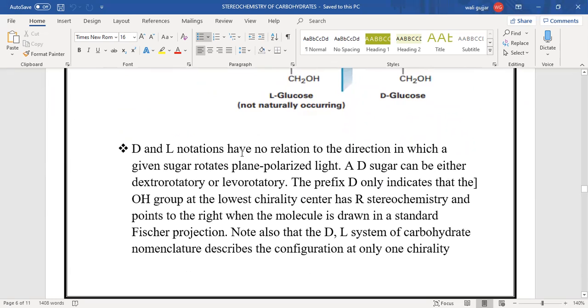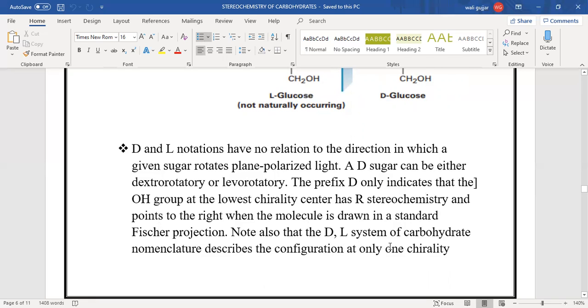D and L notations have no relation to the direction in which a given sugar rotates plane polarized light. A D sugar can be either dextrorotatory or levorotatory. Actually, L is for levorotatory. The prefix D only indicates that the hydroxyl group at the lowest chirality center has R stereochemistry and points to the right when the molecule is drawn in a standard Fischer projection.